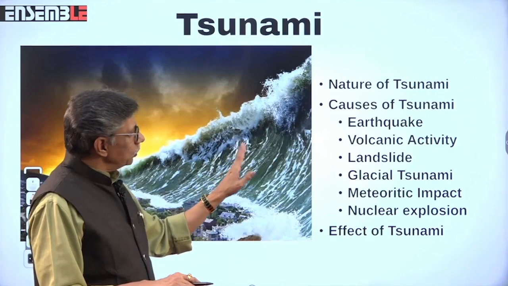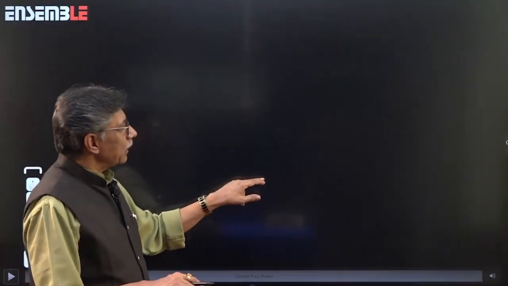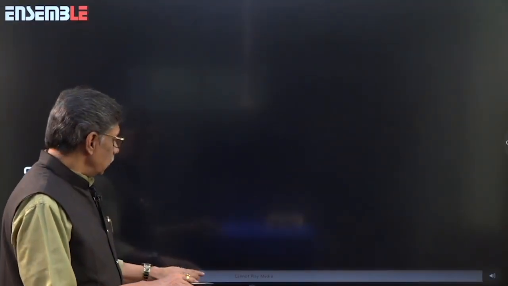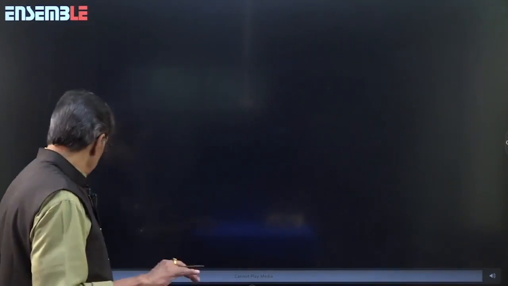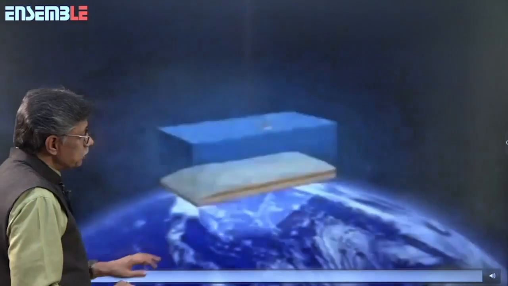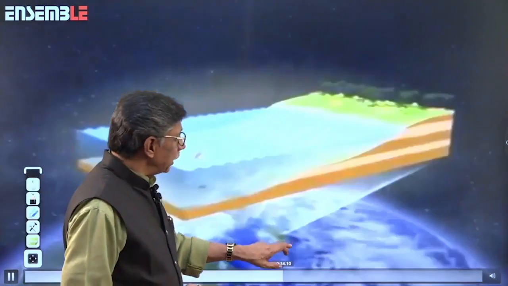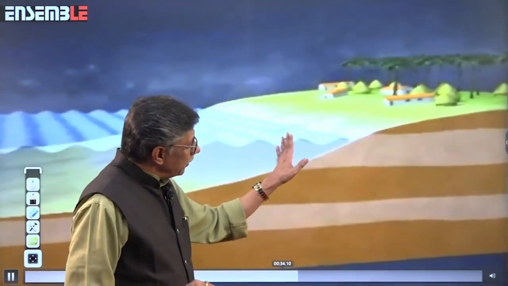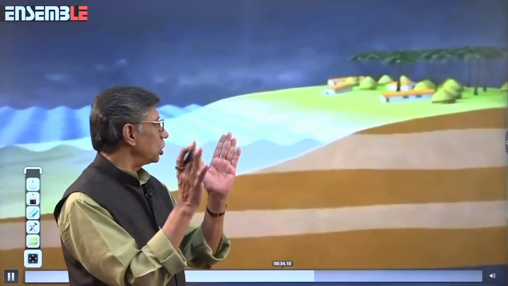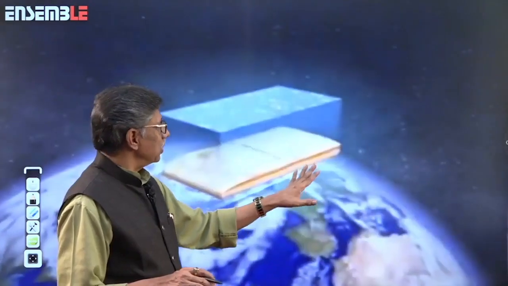But once a tsunami takes place, it approaches the coast. In the process of approach, you will find that the waves become shortened, and that becomes the nature of the tsunami.